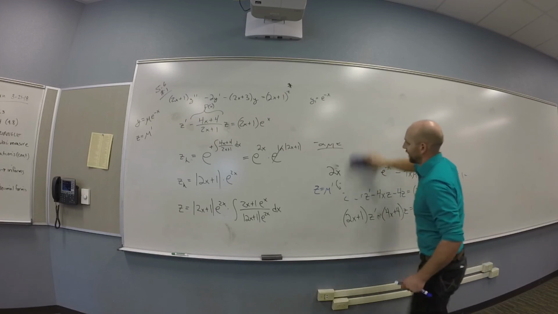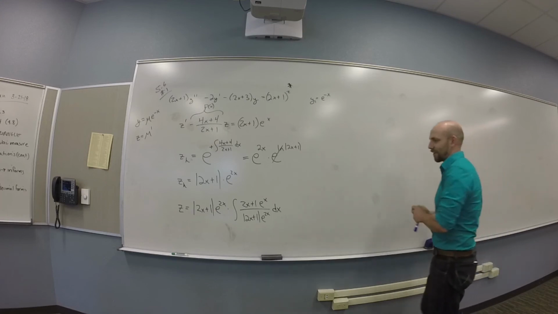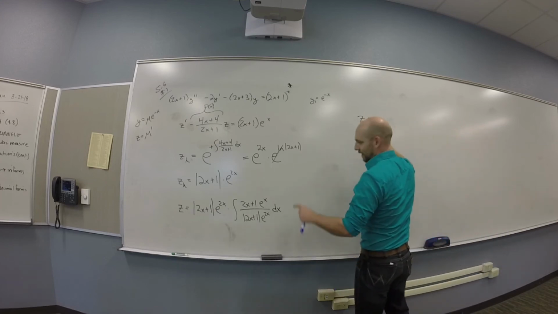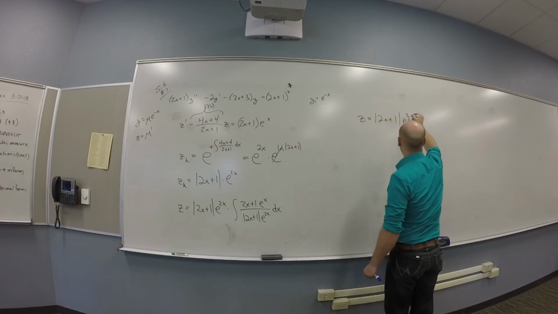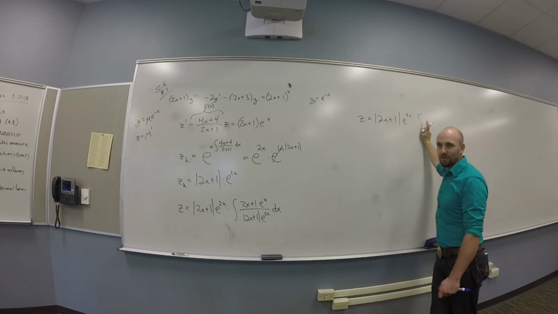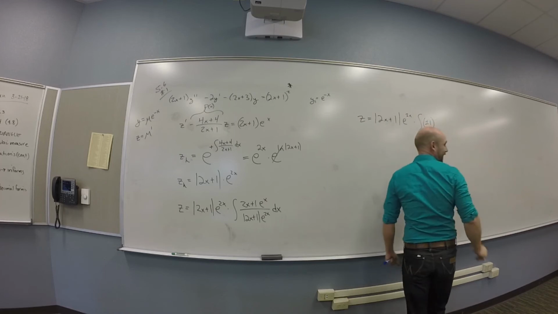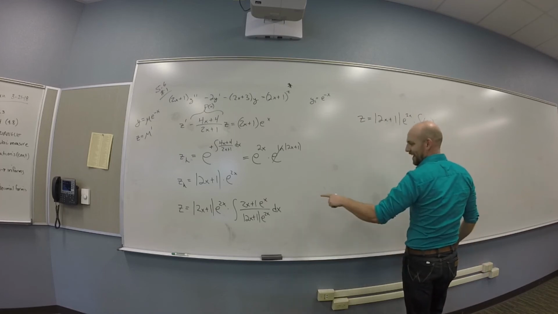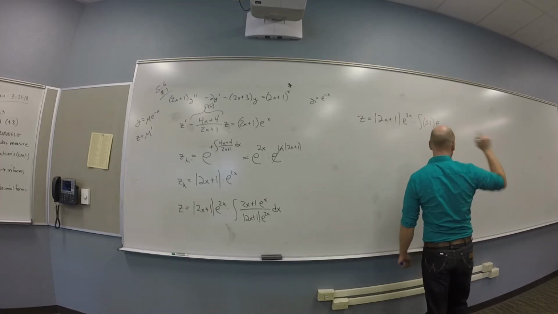So over here, oops, I lost it. Never mind, I wrote it over there. We're good. So I think I found that z is the absolute value of 2x plus 1 times e to the 2x, times the integral of, what's 2x plus 1 divided by its absolute value? Plus or minus 1. That is either plus or minus 1. And e to the x divided by e to the 2x is e to the minus x.